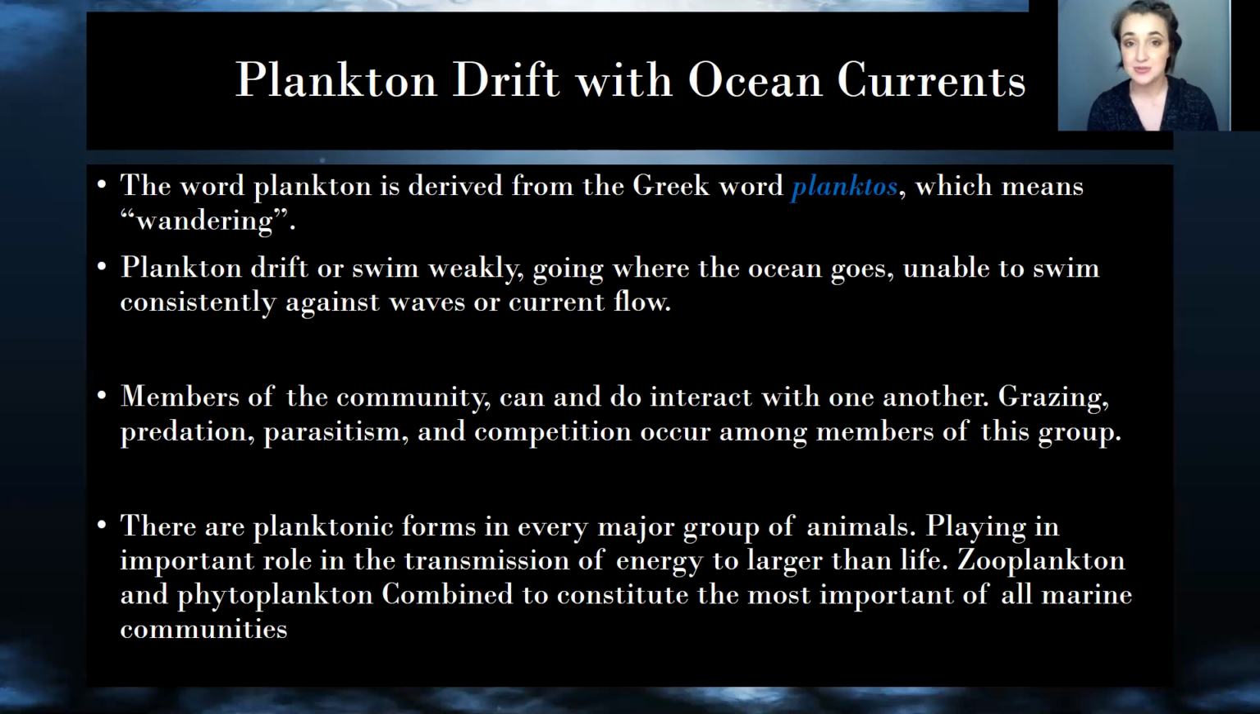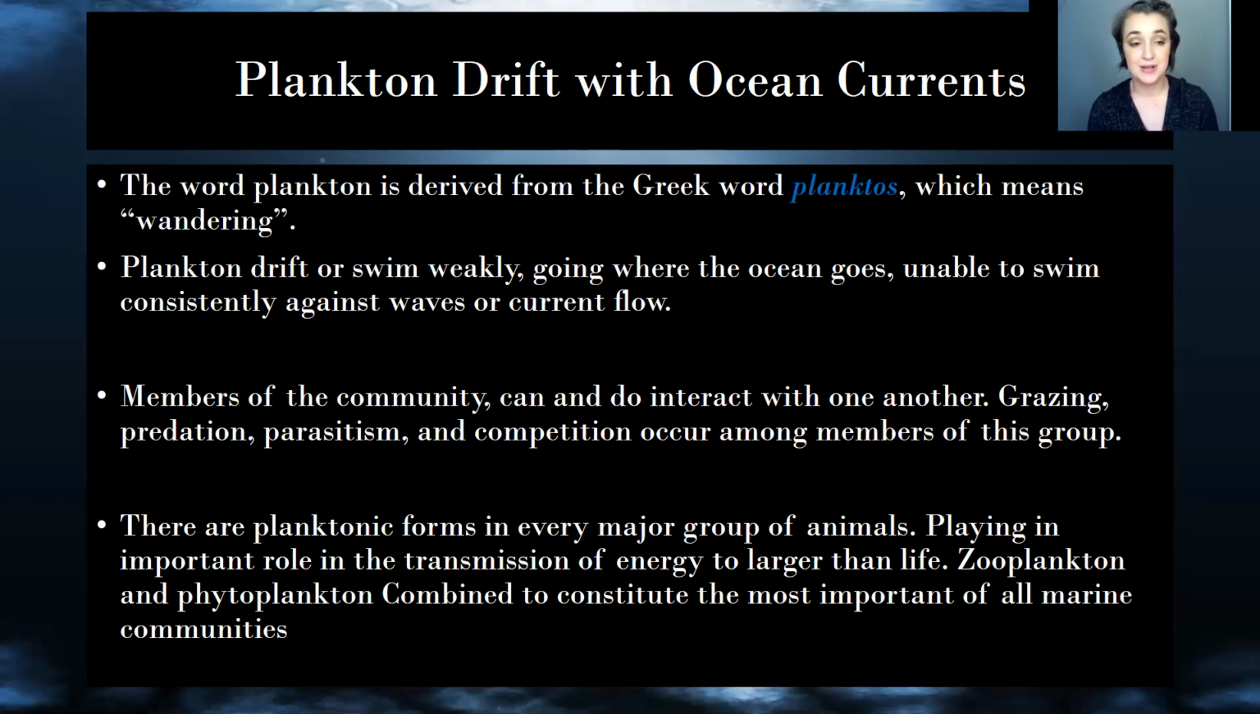So they're going to interact with each other just like any other food chain would, even if they are teeny tiny. So there's going to be predation, there's going to be parasitism, there's going to be competition, grazing. All of this is still happening, even though they're these tiny little microscopic organisms. And like you saw in that Secret Life of Plankton, there is going to be planktonic forms of every major group of animals. Typically, this is going to be at the beginning of their life cycle because this is when they're very small and they're just starting out.